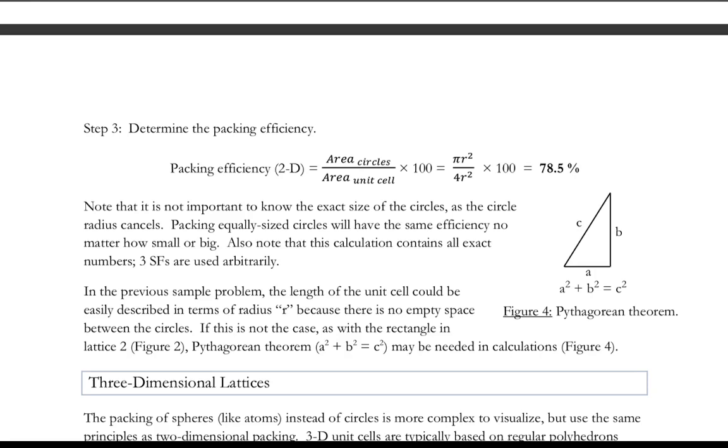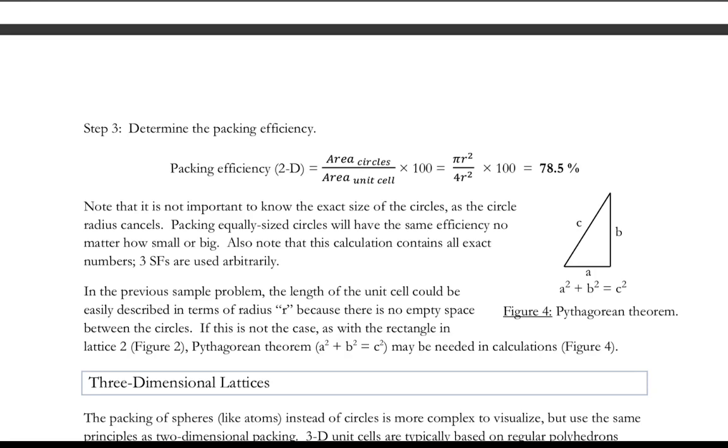So note that it's not important to know the exact size of the circles, as the circle radius cancels out. So it doesn't matter how big the circles are. If they are packed that way, then they're going to have 78.5% of the available space occupied.